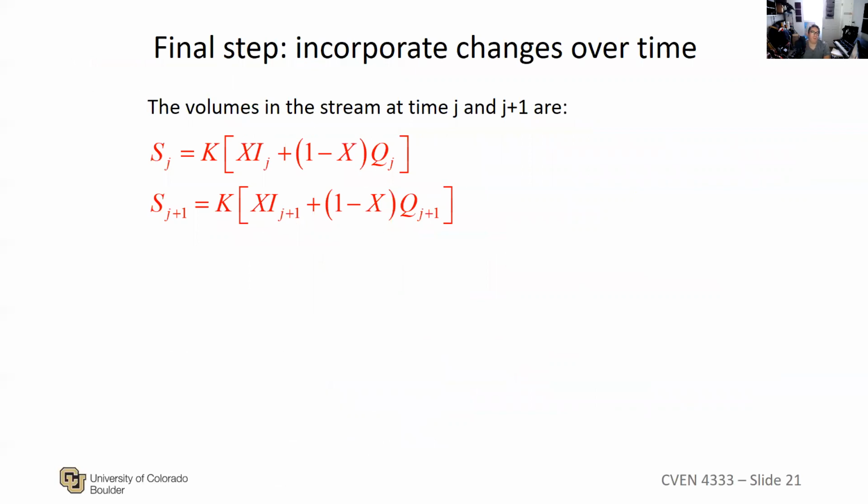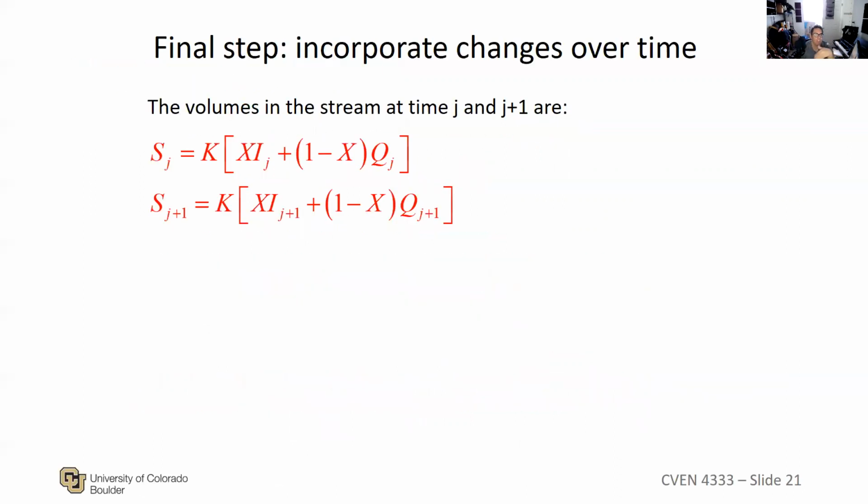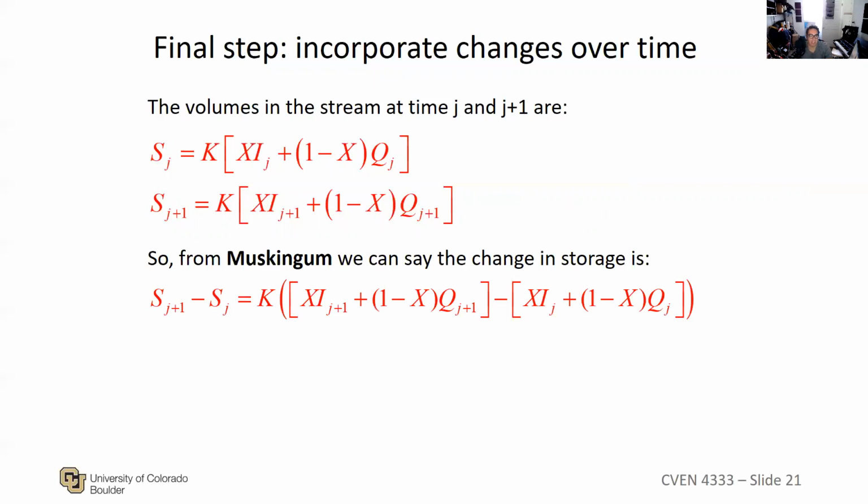Okay. And so I'll add subscripts to these storage equations. And so you have Sj and Sj plus 1, where I'm adding these subscripts to I and Q. Now remember, of course, that we still know what I is for all time. So we know Ij and we know Ij plus 1. Okay. But now what we need to do is figure out what Qj plus 1 and Sj plus 1 are. Okay. So the change in storage is now simply K multiplied by those two terms in brackets subtracted from one another.